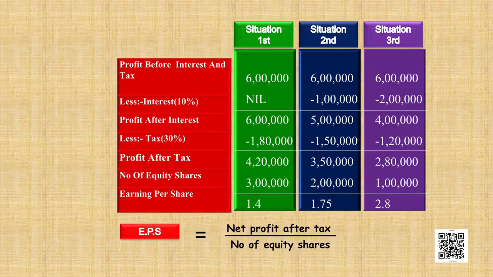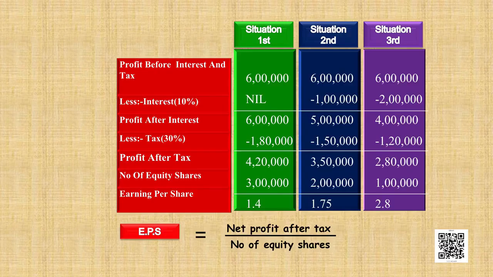Now, it is time to pay the taxes. Taxes are 30%. So, in the first situation, the tax will be 1,80,000, which is 30% of 6 lakh rupees. Then, in the second situation, because the profit was 5 lakh rupees after paying the interest, the tax would be 1,50,000 rupees. So, in situation 2, there is a tax saving of rupees 30,000. This is because the profits in situation 2 were lesser than the profits in situation 1. This happened because of the interest component of rupees 1 lakh.